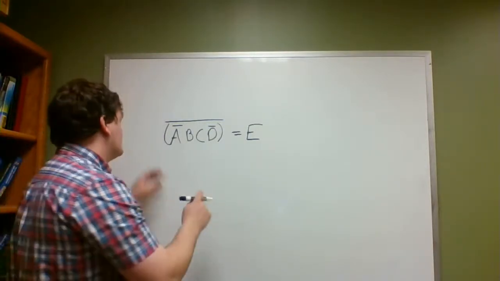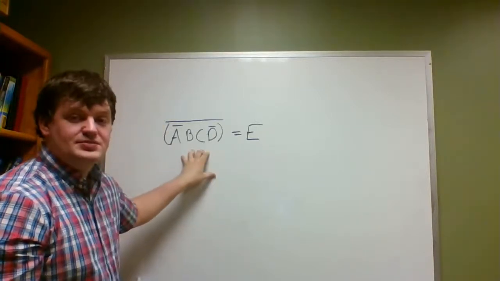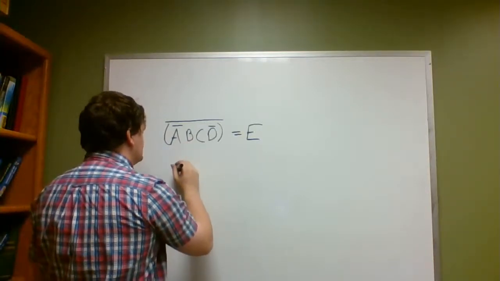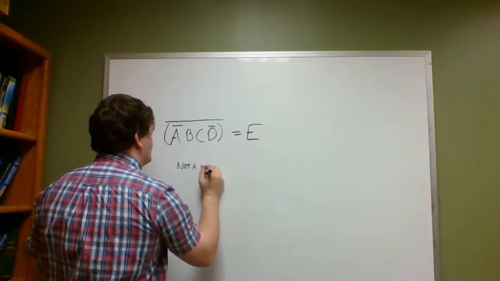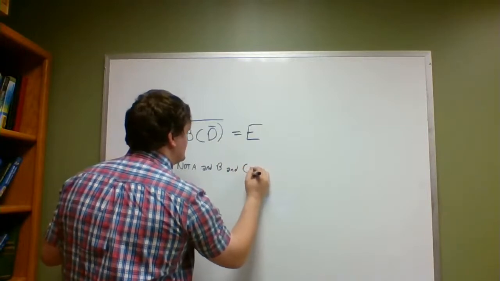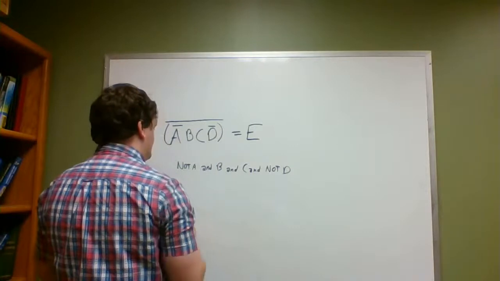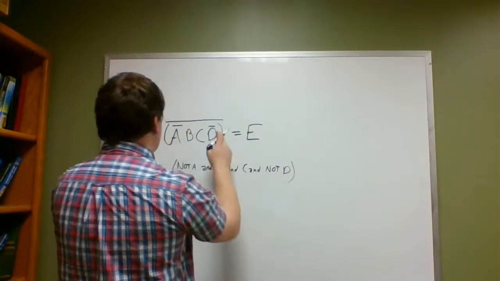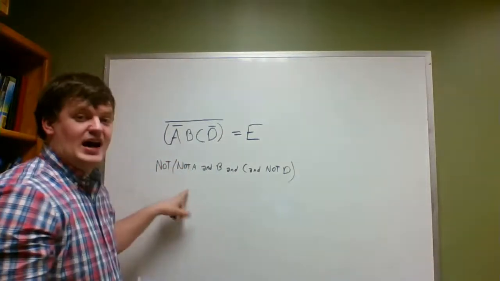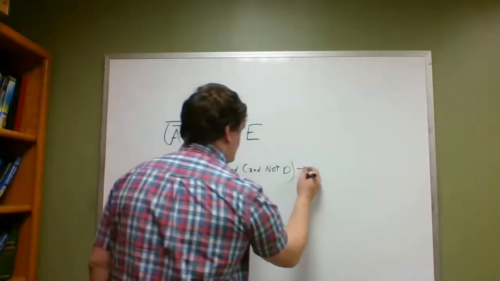Well, first of all, we know that this goes through a NOT gate. Okay, we know all four of these are multiplied by each other. So if I'm going to write this out, this is not A and B and C and not D. Okay, and then I'm going to throw all these in parentheses, and then it's not that. Not A and B and C and not D equals E.